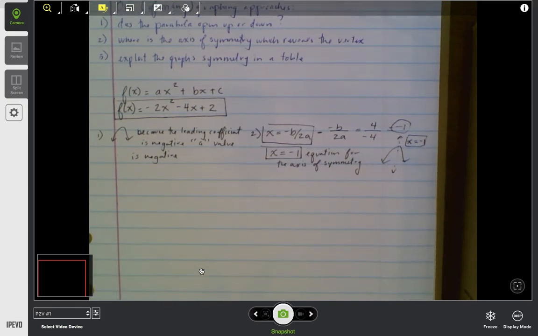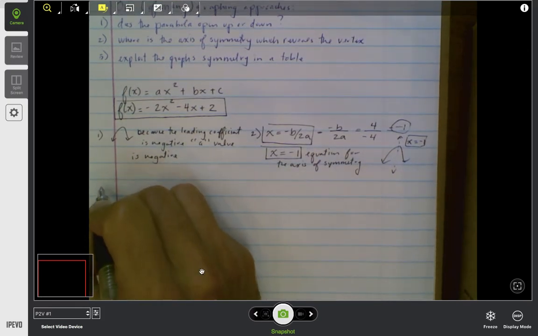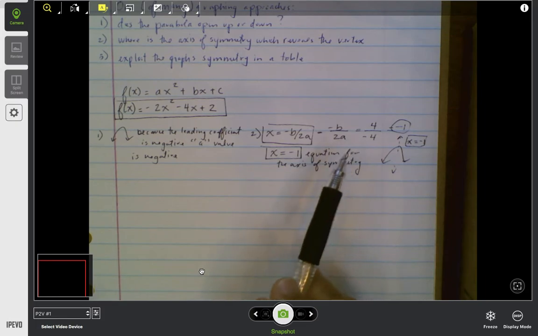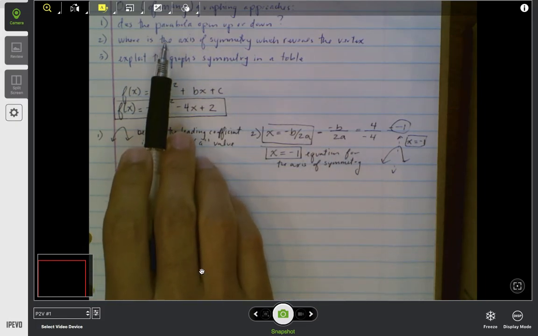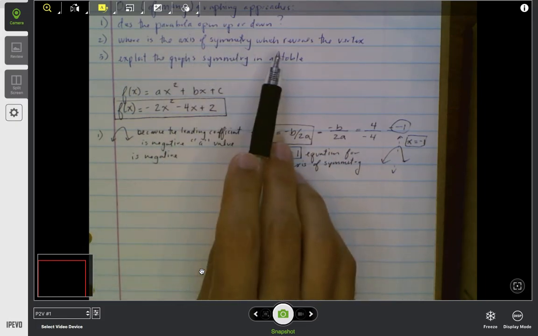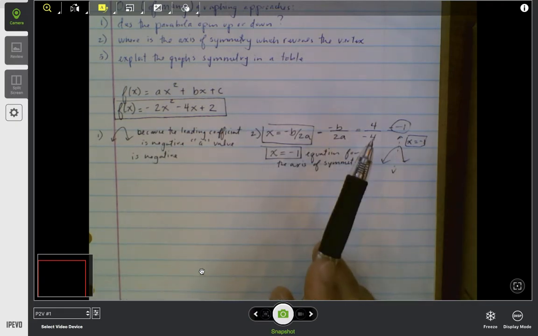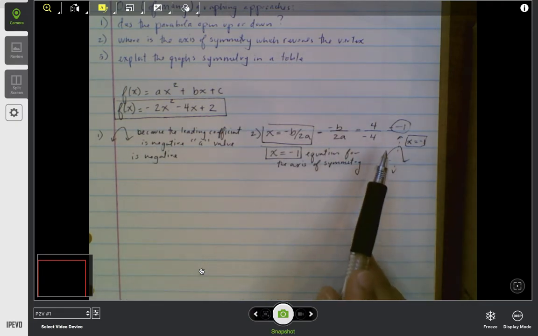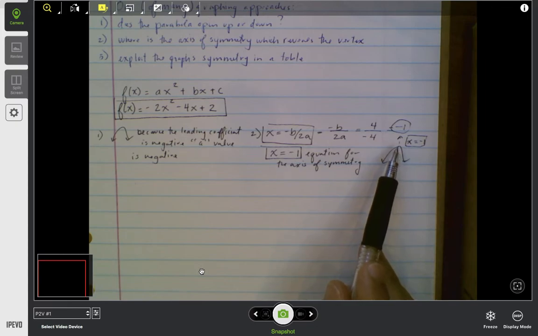And you might wonder, well, what does that mean exactly? Well, let me reveal that to you. And before I do, in part 2 it says, where is the axis of symmetry which reveals the vertex? And you're like, well, how does it reveal the vertex? Well, the axis of symmetry always passes through the vertex.